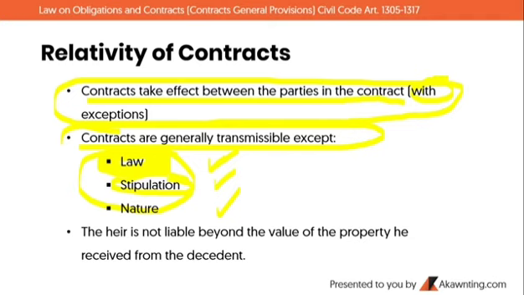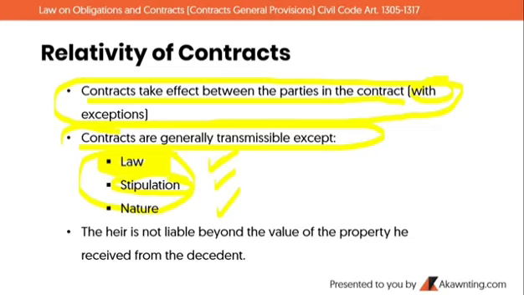So for example, gumawa tayo ng kontrata, yung kapag sa school, di ba, meron kang scholarship. Okay, so scholarship. So kapag sabi dun sa contract of scholarship na yun is hindi siya pwedeng ipasa sa iba. So that contract of scholarship is intransmissible. Hindi mo siya pwedeng ibigay sa iba. So usually yung mga scholarship granted by the government are intransmissible. Hindi siya pwedeng ipasa sa ibang tao. Okay? So, by its nature, ayun din.